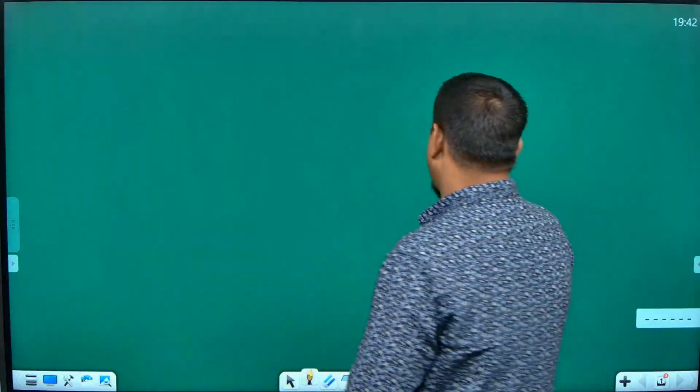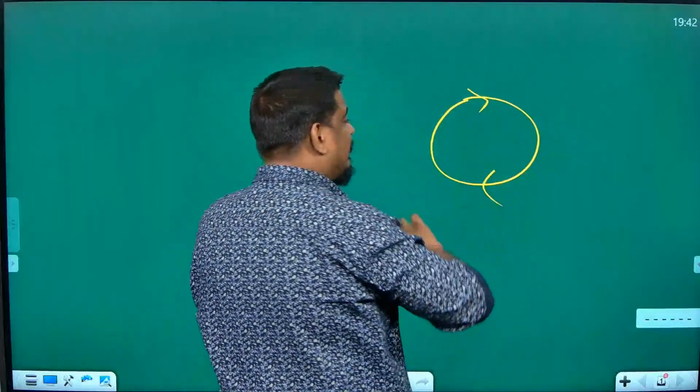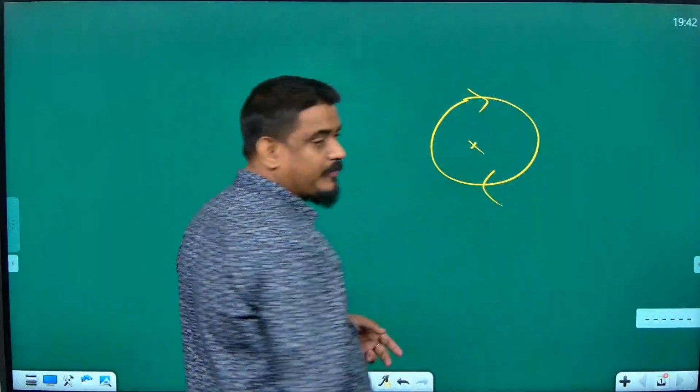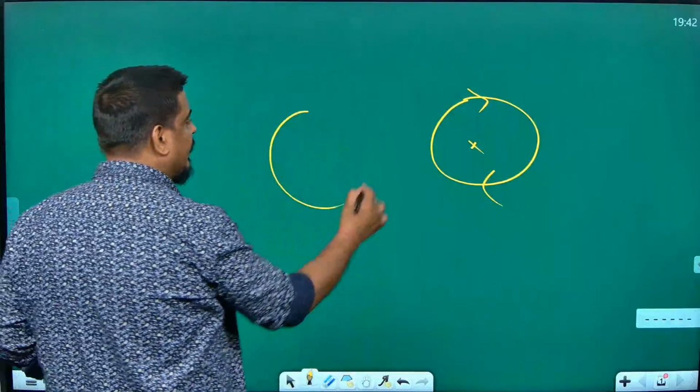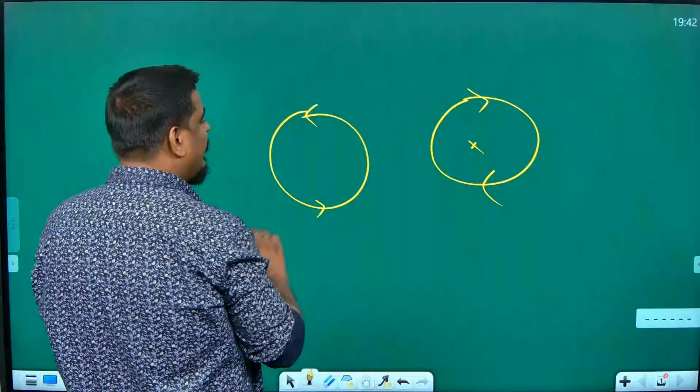If you have a circular current carrying conductor and it is taking the current like this, then the magnetic field will be into the plane. If it is taking the current like this, then the magnetic field will be out of the plane.